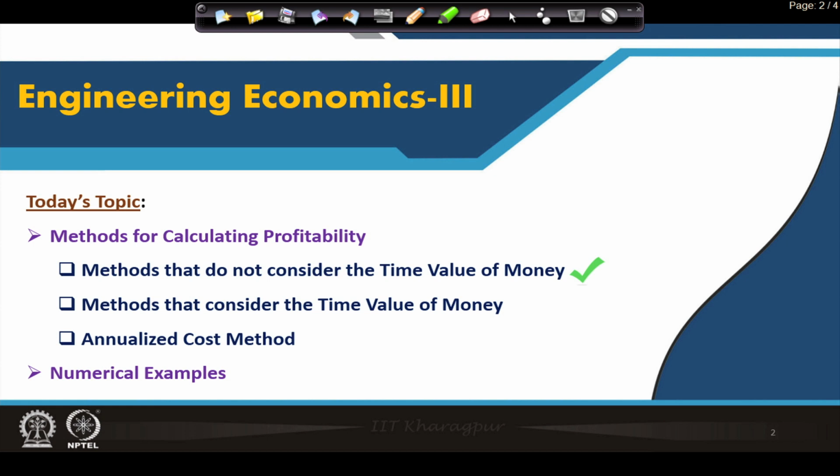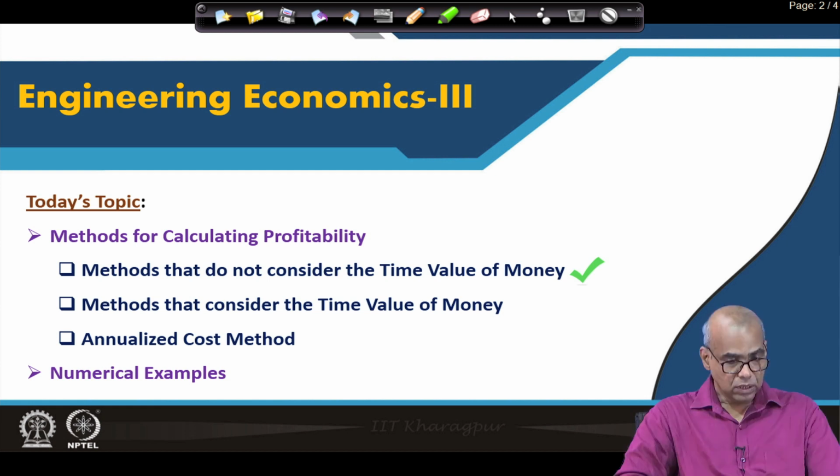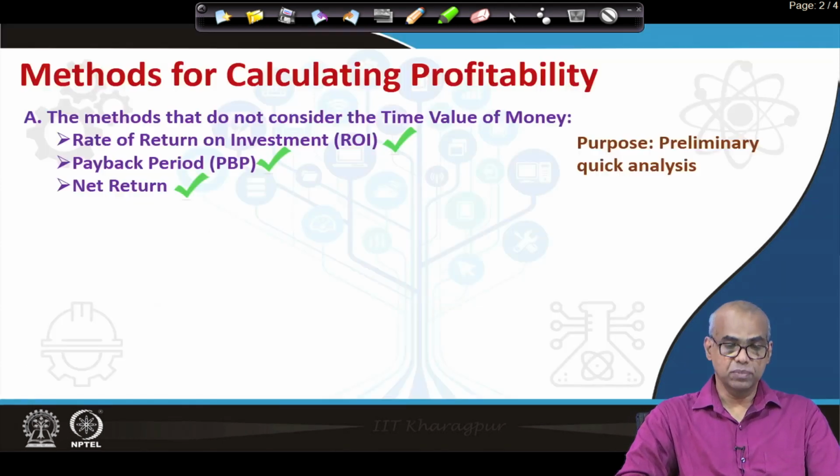In our previous lecture, we talked about the methods that do not consider the time value of money. So, today we will first consider the methods that consider the time value of money. We will also talk about some variants of these methods and also take several numerical examples.